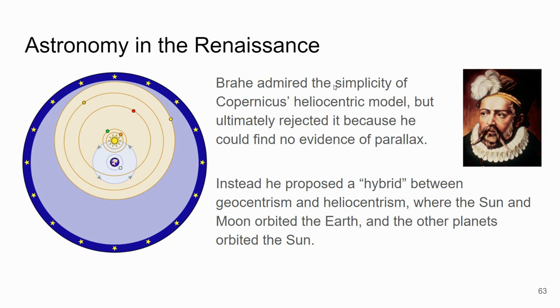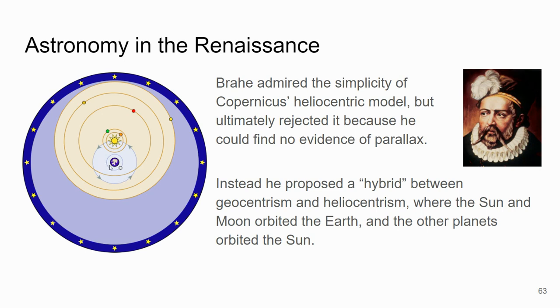So Brahe is the one person who is not really a geocentrist, and he's not a heliocentrist. He kind of split the difference. He had this hybrid model. So according to Brahe's system, here's the Earth in the middle. The moon goes around the Earth. Okay, so far so good. The moon does go around the Earth. But he had the sun going around the Earth.